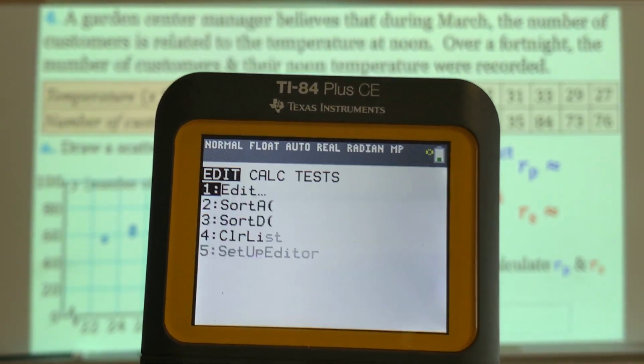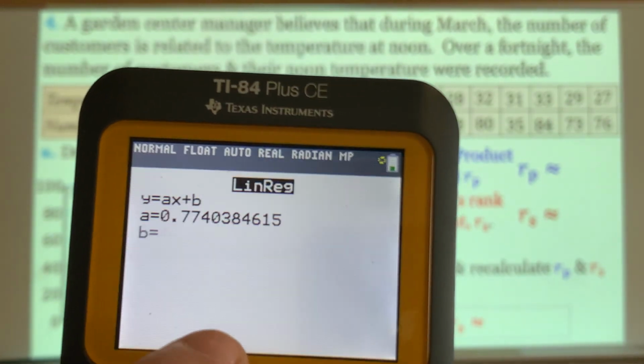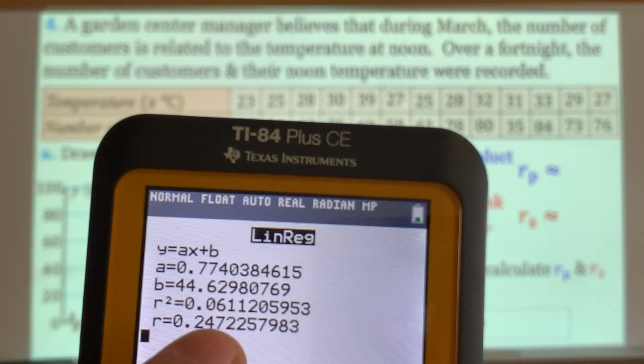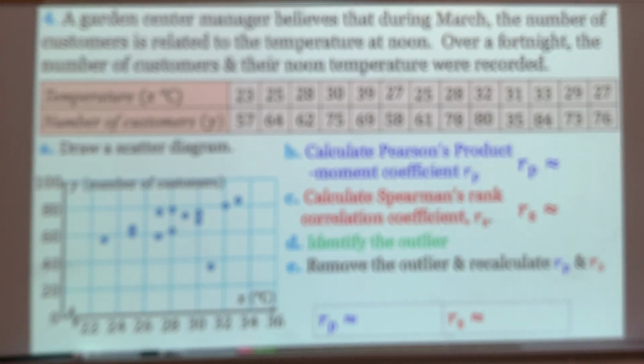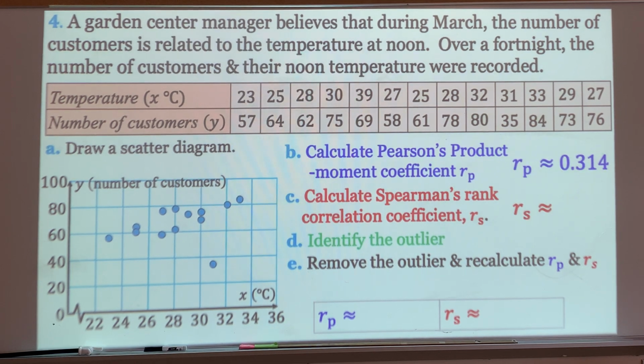Ready? Stat. Calc. 4. Ew, that can't be right. 0.247. Let's see if that's right. 0.314. It's still pretty crummy, but how did I mess this up? Did I type in the wrong thing? Told you, it's just a matter of time. 27, 25, 28, 32, 31, 33, 29, 27. That's good. 57, 64, 62, 65, 58, 61, 78, 80, 35, 84, 73, 76.